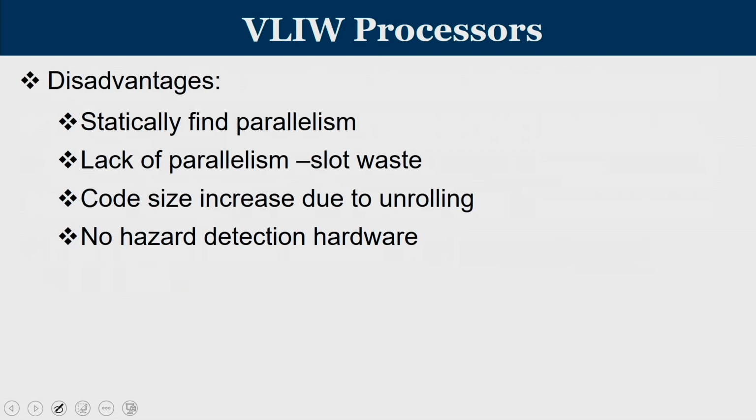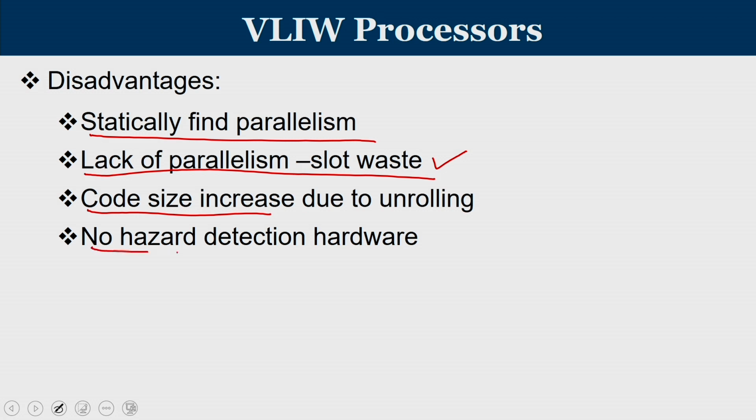So, what are the disadvantages of VLIW processors? You have to find out parallelism statically, and all those instructions which are non-dependent can be run in parallel. And sometimes when there is no parallelism available between instructions, then the VLIW slots are going to be wasted. And since you are performing unrolling and scheduling, the loop unrolling is going to increase the code size, and you cannot detect hazards in hardware in parallel because these are the instructions which are to be run together. So, all hazard detection has to be done at the compiler level.